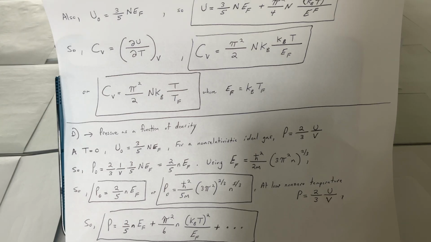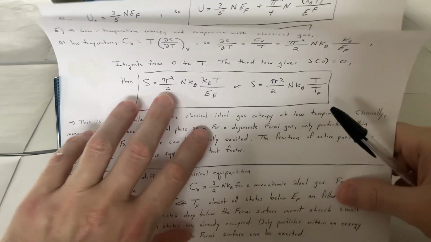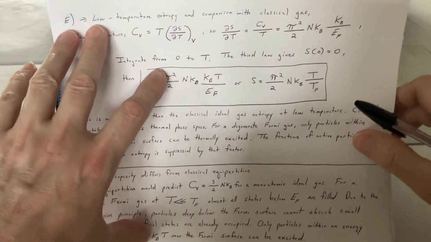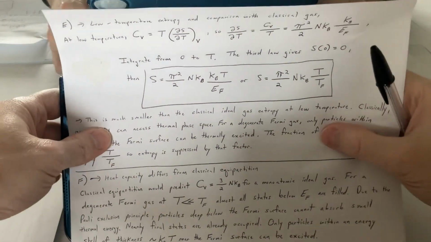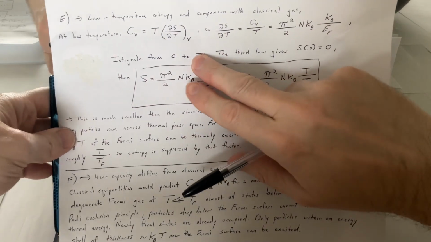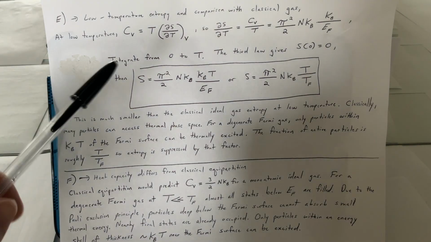Letter E, what they want us to do is derive the entropy in the low temperature limit and compare it with the classical ideal gas result. Okay, so let's see if this holds up. If not, we'll just change it. Okay, so letter E. Low temperature entropy in comparison with classical gas.